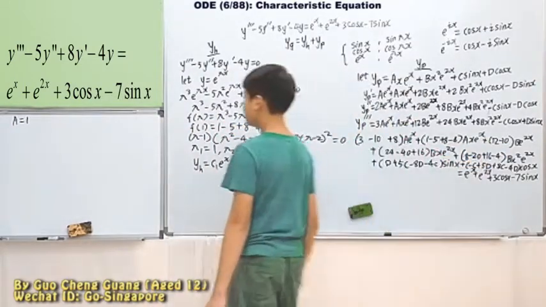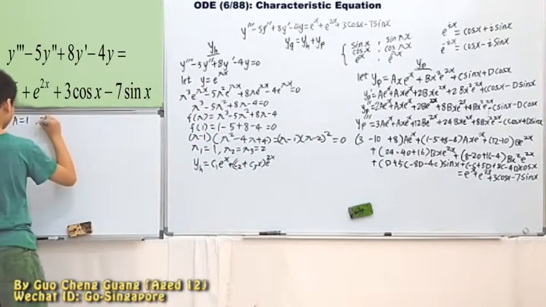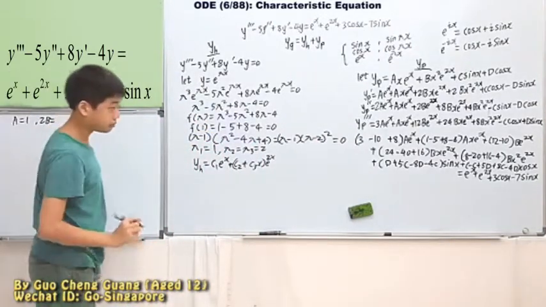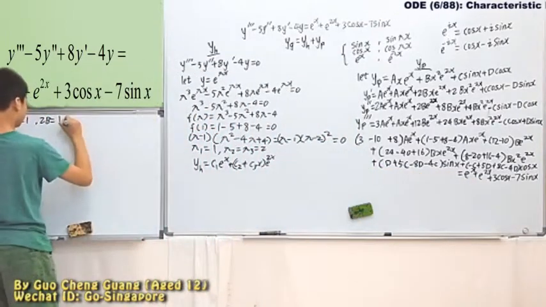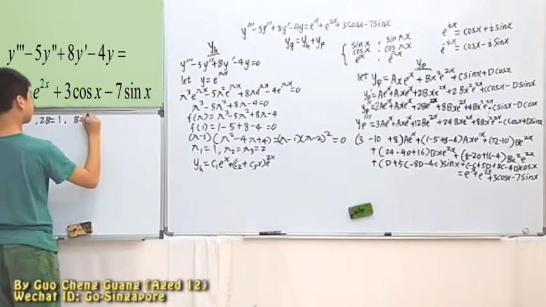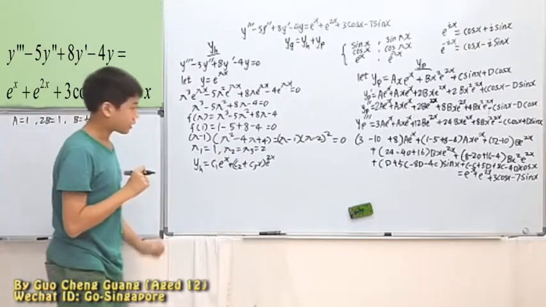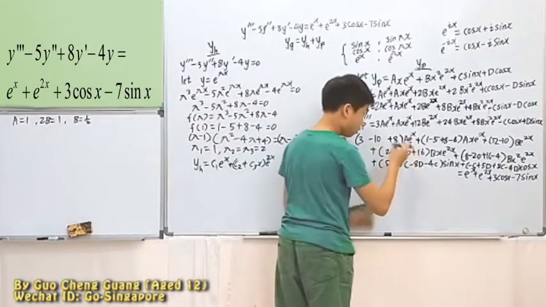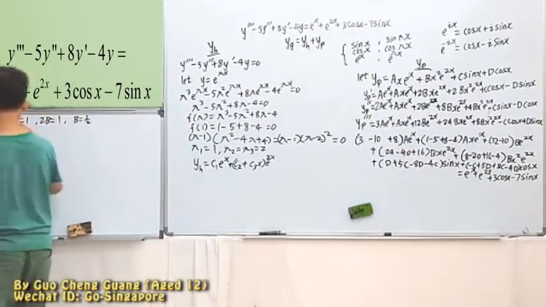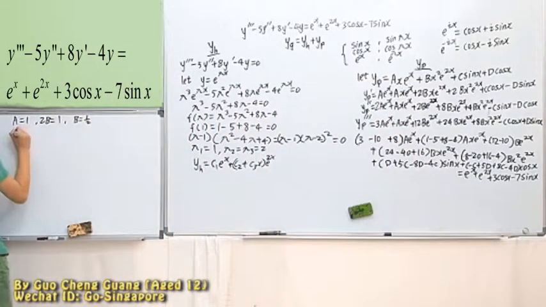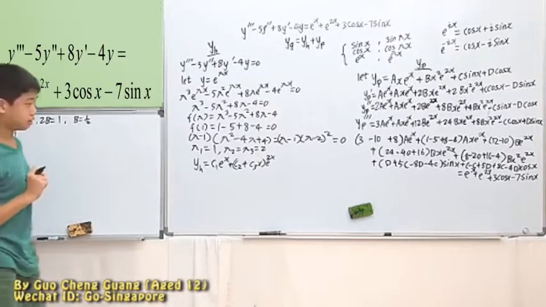Next. Okay, this part is 0. So here's a 2, 2b. Now 2b, what is it? Here's a 1. So that means b is a half. Next, okay, here 0, here 0. So it's the sines and cosines. So I need to write simultaneous equations for this.